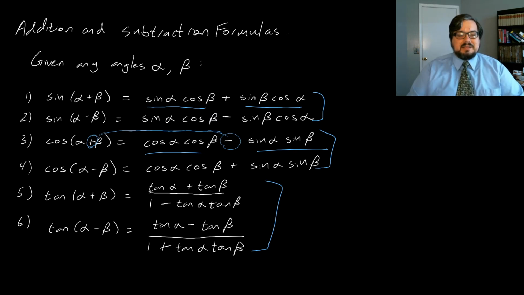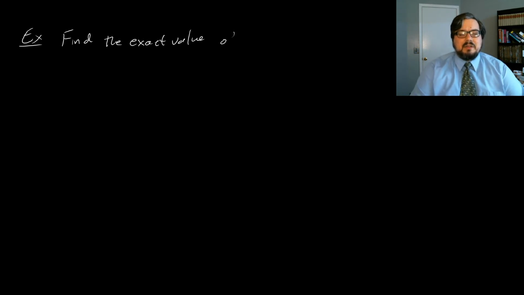So these are the formulas. Let's see how we can use them. Now, the most important way for us to use the addition and subtraction formulas is to determine the exact values of the trigonometric functions at angles that are not one of our standard angles, multiple of 30 or 45. So let's look at an example. Let's find the exact value, that is without using a calculator, of cosine of 15 degrees.